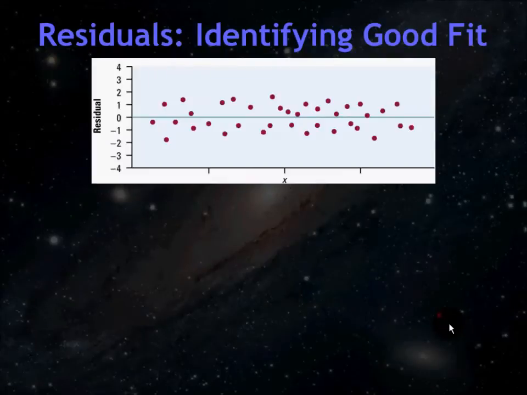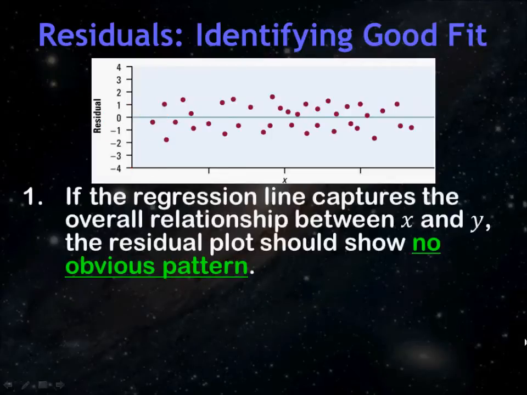Alright, now how do we know if residuals make a good summary of the data? Well, how do they tell us if there's a good summary of the data that's linear? So we want to identify a good fit. This is an example of a residual plot. You notice that the x is on the x-axis and the residual is on the y-axis. And this is basically how far the predicted value is from the observed value. So, a couple things. If the regression line captures the overall relationship between x and y, the residual plot should show no obvious pattern. Okay?